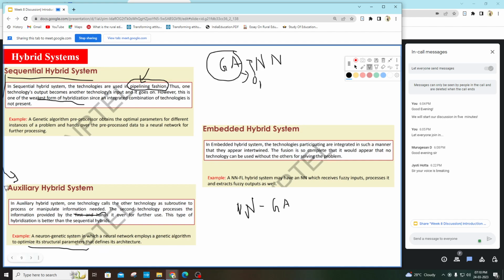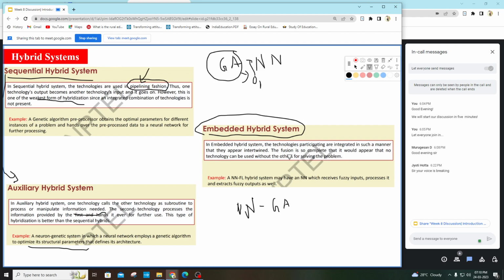So this is known as auxiliary hybrid system. This hybrid system is definitely better than sequential hybrid system, because this is an updated form of the sequential hybrid system. Okay, now we have a third kind of hybrid system, the embedded hybrid system.